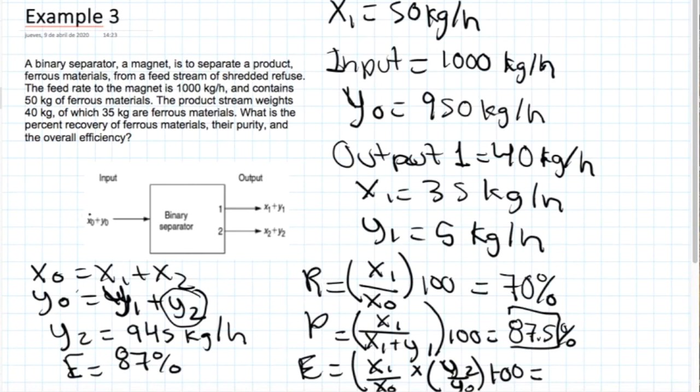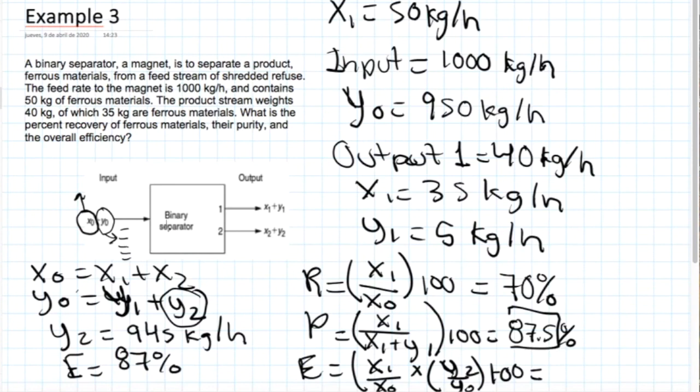Remember that we're dealing with a binary separator, but that doesn't mean this is the target, the desirable one. And this one, y0, can have many other materials. So the target can be, for instance, aluminum, and the second stream can contain ferrous materials, paper, glass, etc., right?